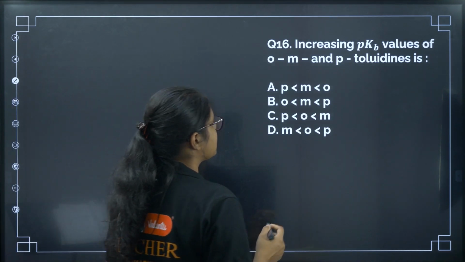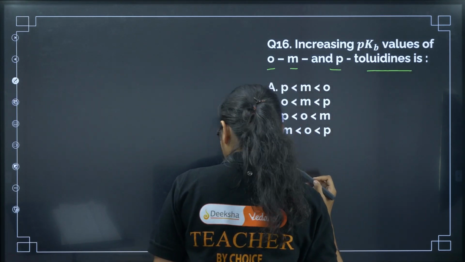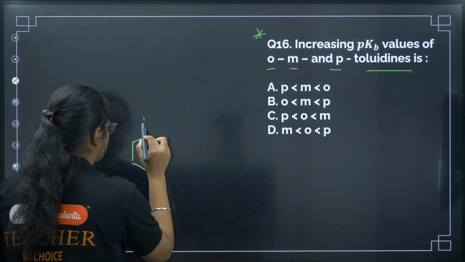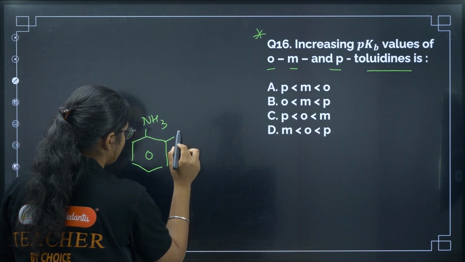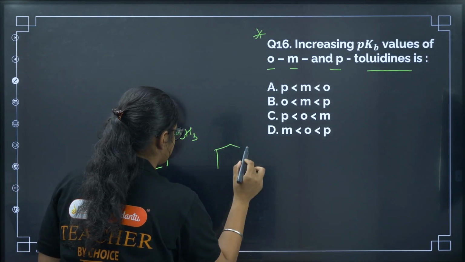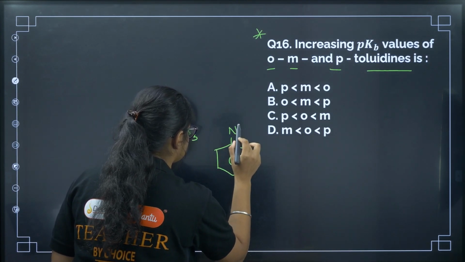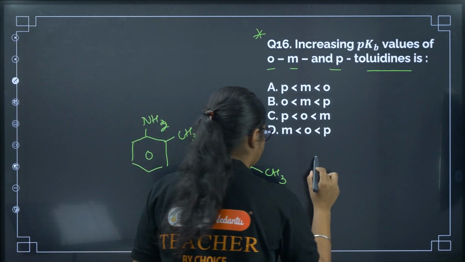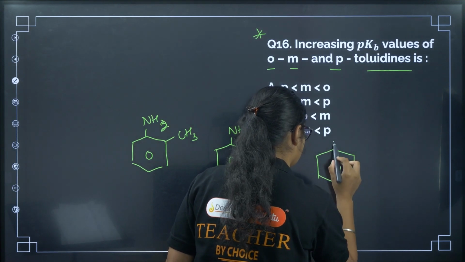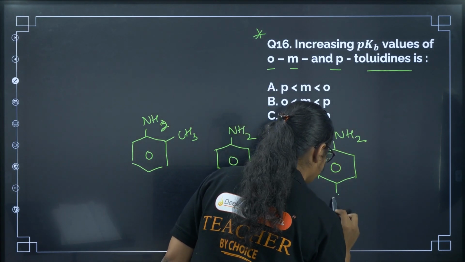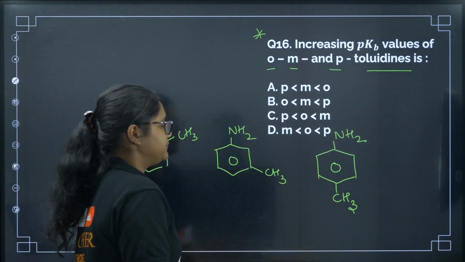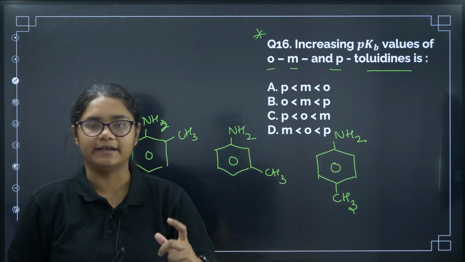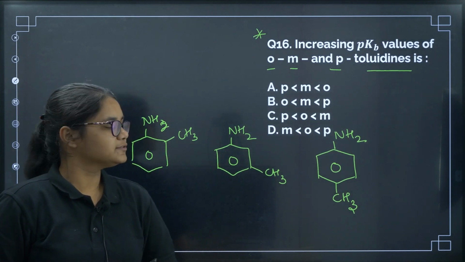Next, increasing pKb values of ortho, meta and para toluidines are. This question is an important one. So we have this one as ortho toluidine, then we have NH2, meta toluidine, and then para toluidine. Okay. Now what happens here? We have to understand their basic property. Basicity is the tendency to accept hydrogen, right?